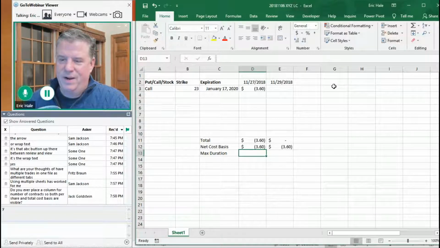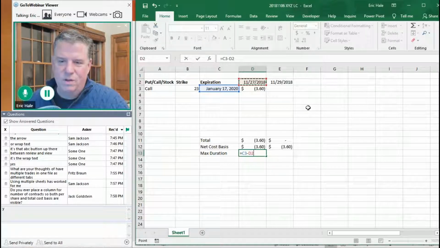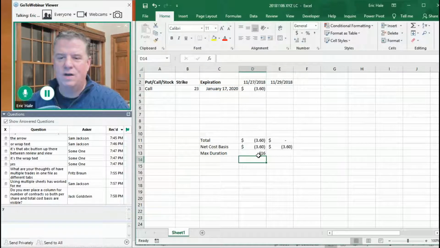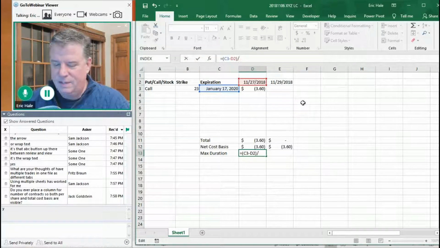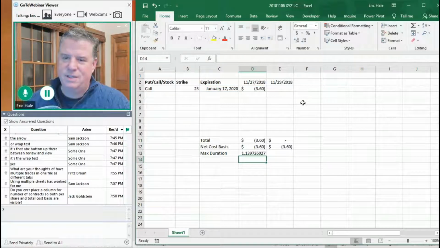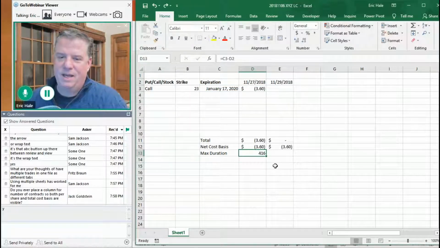So now I want to know the duration. The duration is going to be this minus this. That's pretty cool, if you notice here that we've got the colors. So this is going to show me C3, which is in blue, minus D2, which is there. And so it's 416 days is the duration. Now, if I wanted to divide this by 365 to find out how long it was, I could do that too. But I don't want to do that. I just want to keep everything in days.